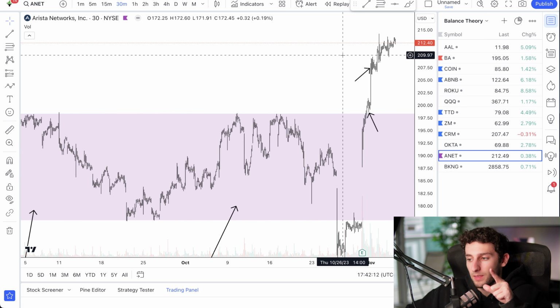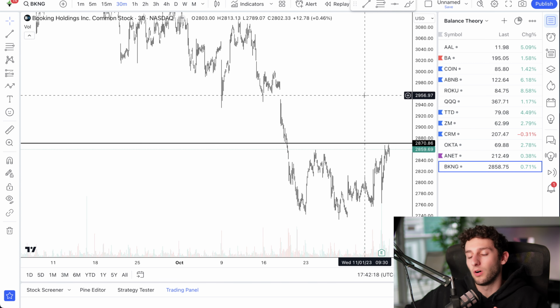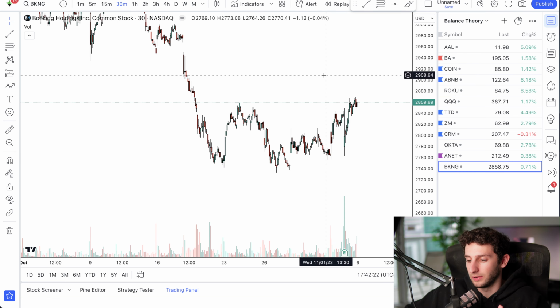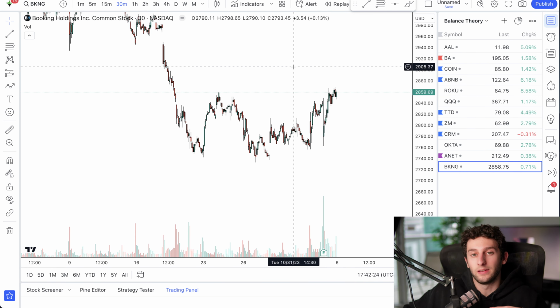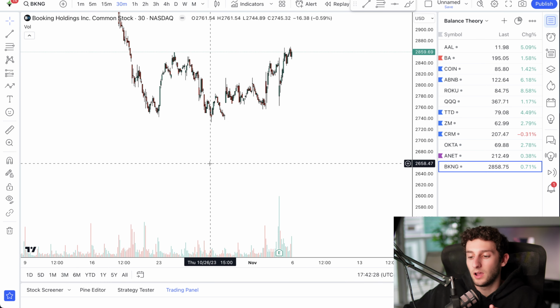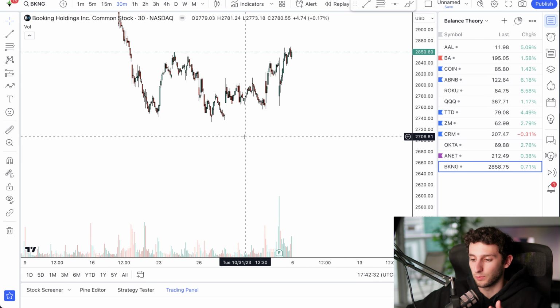Now, I want to show you guys BKNG. This one was a little bit different, all right? This one I actually involved supply and demand with, okay? So let me get rid of the drawings here. Now, like I said, balance theory is a great strategy. It's the same thing I'm using on here, but I also added in an element of supply and demand, and I want to break that down for you.